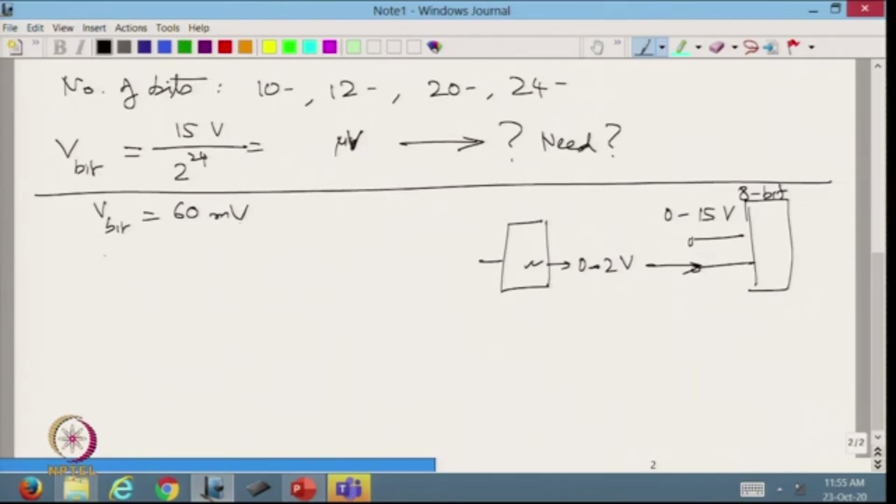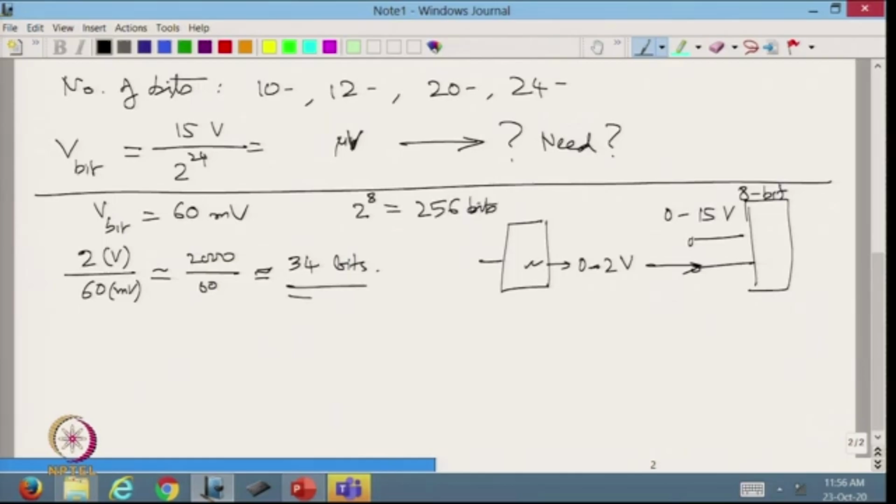And so, what we are doing is, we have taken a signal which is 2 volts. If we divide this by 60 millivolts, this is 2000 by 60, which is equal to about 34 bits. So, we had a full option of using 2 to the power 8, which was 256 levels, but we are using only the first 34 of that capability. So, we are losing something.